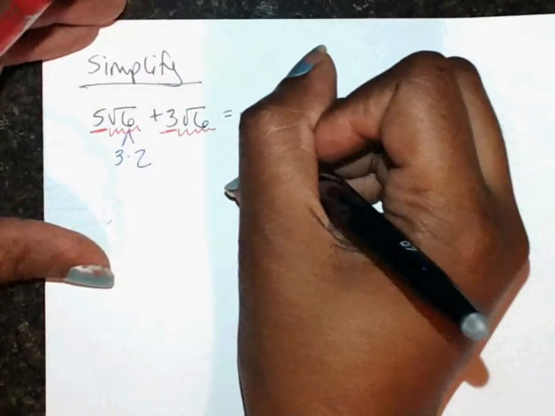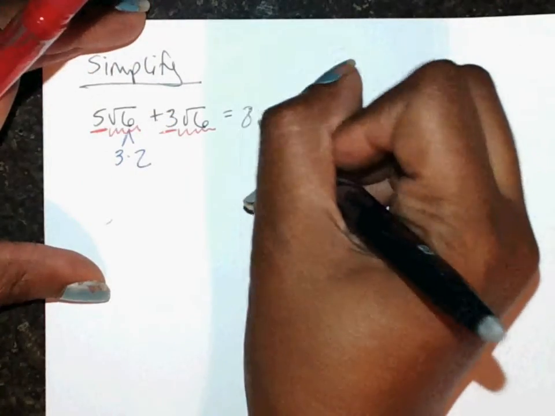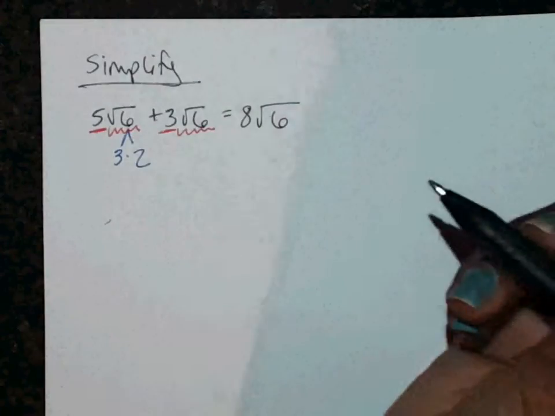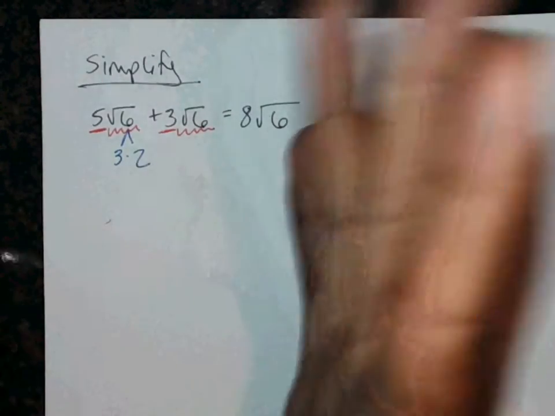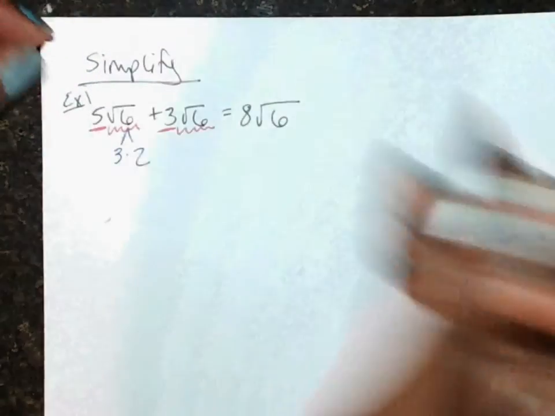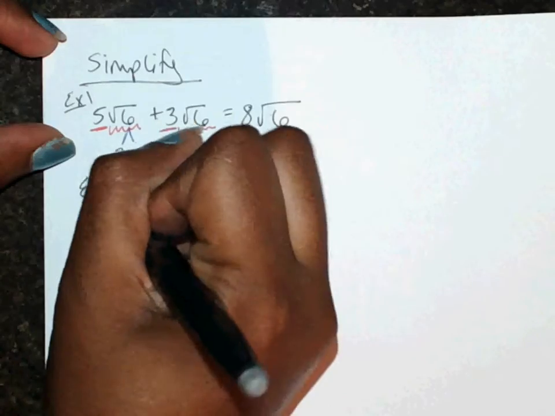Add the numbers up front. 5 plus 3 is 8. And then you just write the radical that they had in common, the square root of 6. That is it. I am not making it more simple than it already is. There it is. This was your first example. Here's your second example.